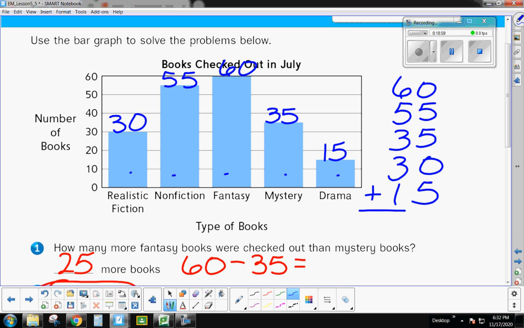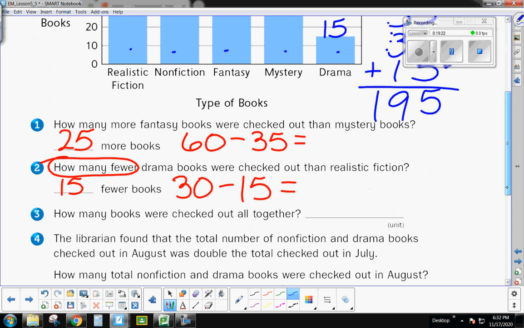All right, now I can add a whole string of numbers. Go ahead and add all my ones. So 5, 10, 15. Put my 5, carry my 10 ones over to my tens place, add up all my tens. I've got 6 plus 5 is 11, 12, 13, 14, 15, 16, 17, 18, and 19. So 195 books were checked out all together.